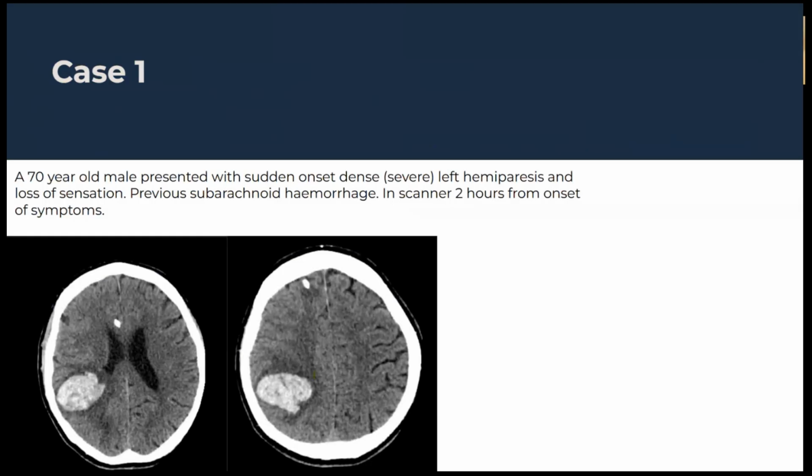So there's a few cases on stroke here. We'll just try and go through them quickly. There's a 70-year-old male that's presented with a sudden onset, severe left hemiparesis and loss of sensation on the left. There's a previous subarachnoid hemorrhage, and they've been put in a CT scanner 2 hours from the onset of their symptoms. Can anyone point out where they think there's a lesion?